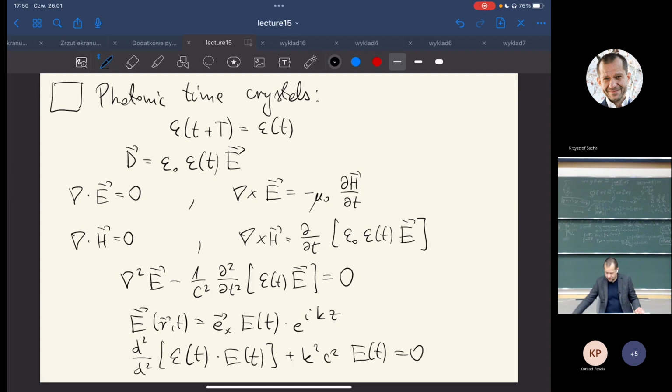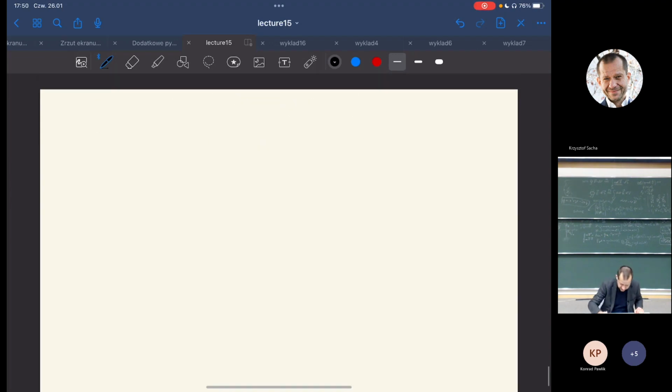And now, because we have periodicity in time, we can look for the solution in the form of Floquet states.